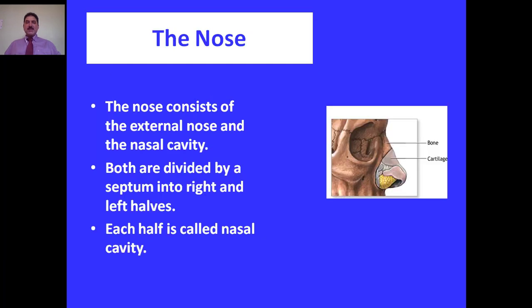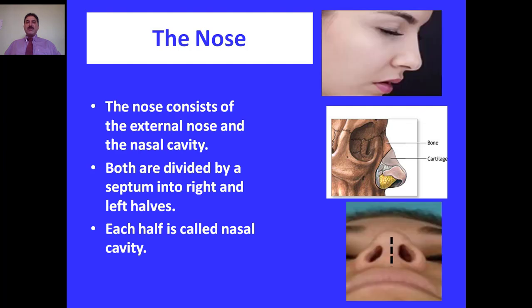The nose consists of external nose and the nasal cavity. Both are divided by a septum into right and left halves. Each half is called nasal cavity. As shown in this figure, nose is divided by the septum into two nasal cavities.